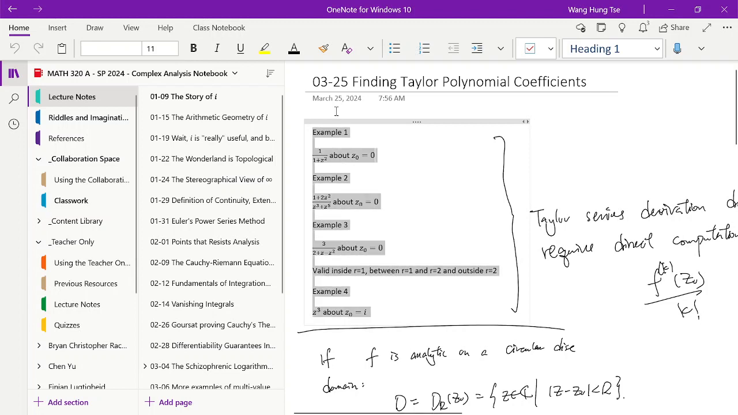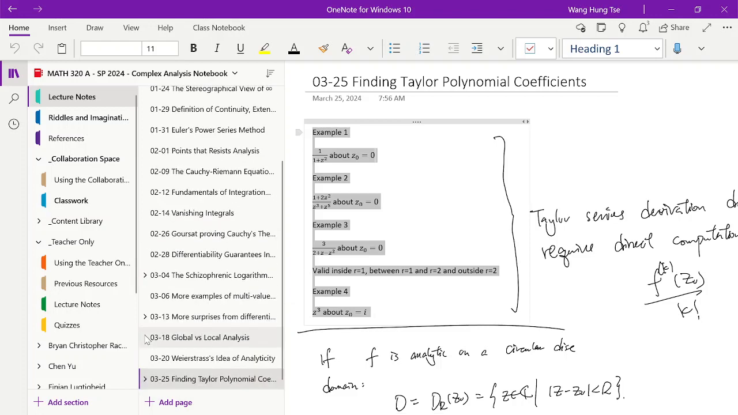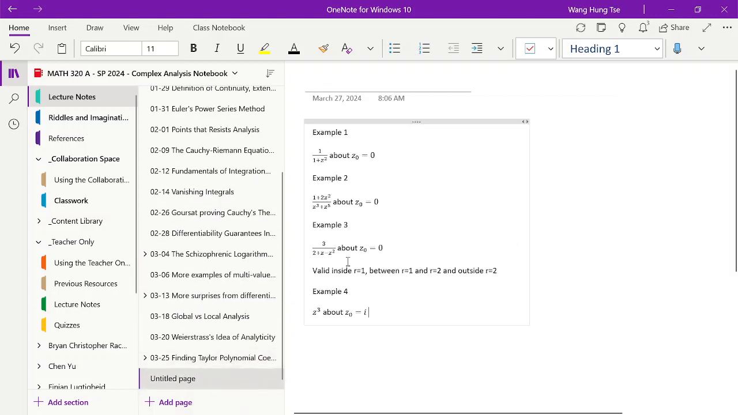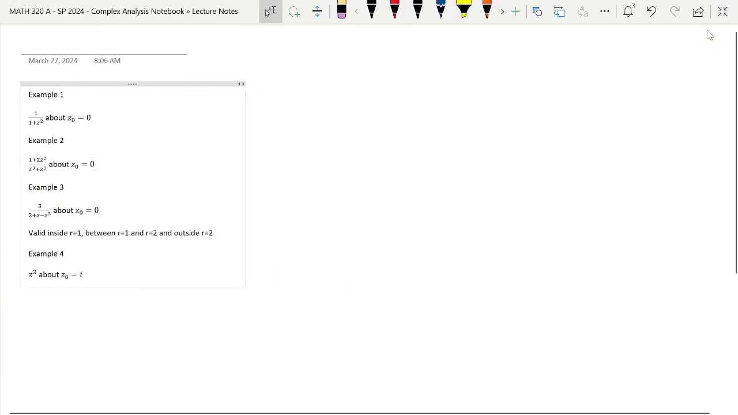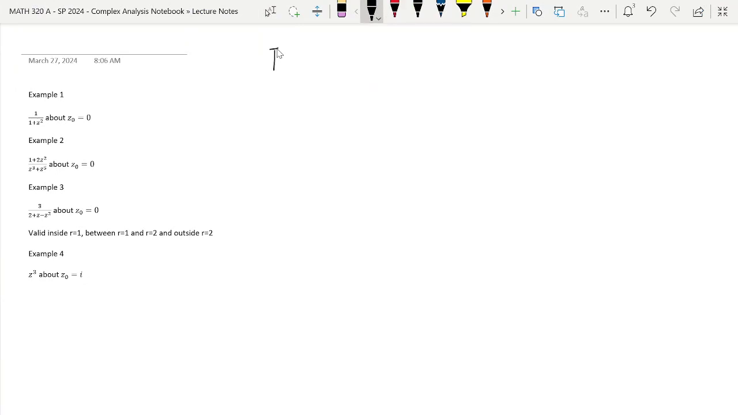So let me copy and paste these examples, and then we start work on it. So these are the examples. The first one. My screens are in opposite direction. Okay, maximize it. Example number 1.